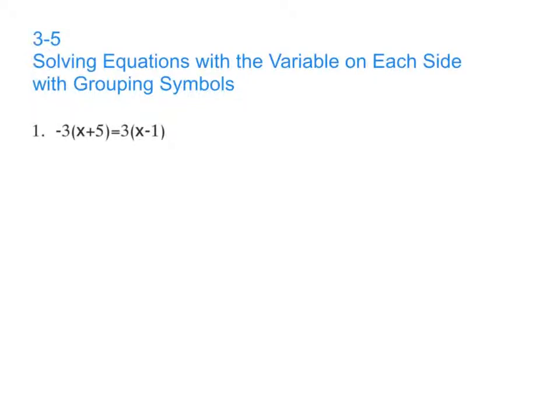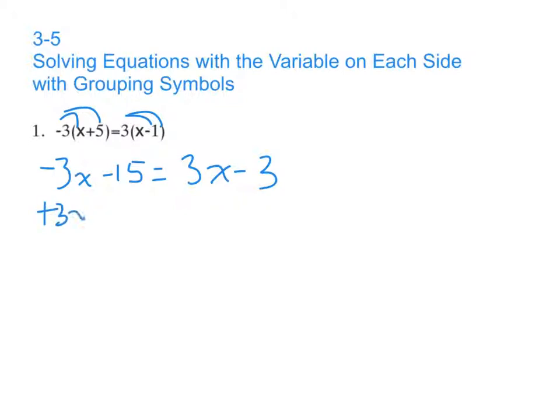We're going to look at solving equations with a variable on each side with grouping symbols. First, we want to distribute the negative 3. So we've got negative 3x minus 15 equals, distribute the 3x minus 3. Now I can get my variable on one side, so I want to add 3x to both sides because I like positive numbers.